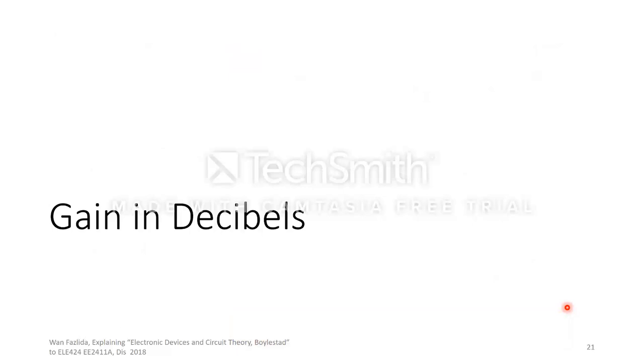Okay, so now we're done with two-port networks, we're done with cascaded amplifiers. We're just going to have a very quick look at gain in decibels. You're going to use this word decibel very often in a lot of applications, be it in electronics circuits to calculate gain, or in communication circuits, or even in control theory.